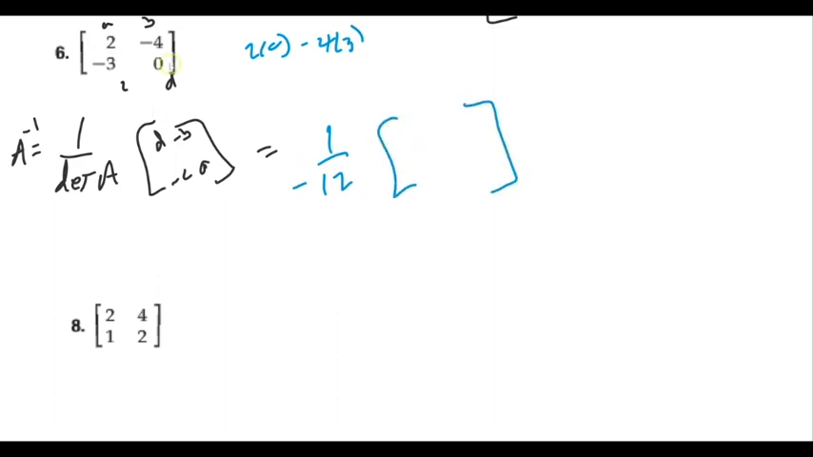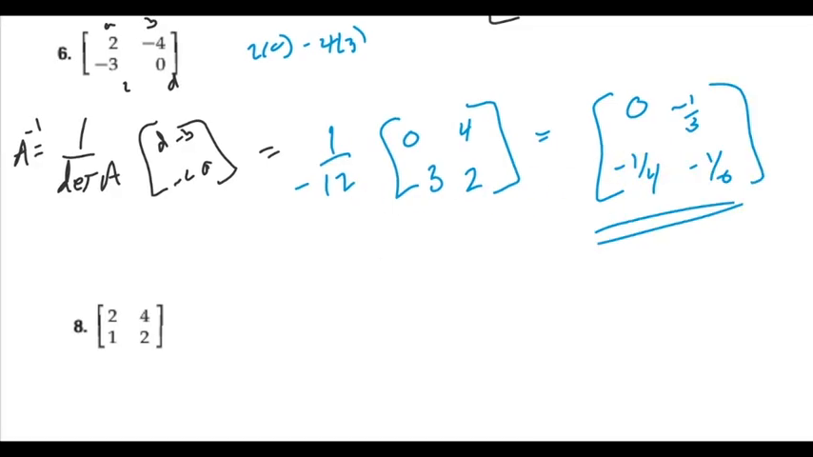Then right here, I'm going to switch these two, 0, 2. And I'm going to change the sign on those two. That's negative 4 and negative 3. So distribute, and I get 0. 4 over 12 is negative 1/3. 3 over 12 is negative 1/4. And 2 over 12 is 1/6. One of the reasons I did that, I want to show you doing it on the calculator.